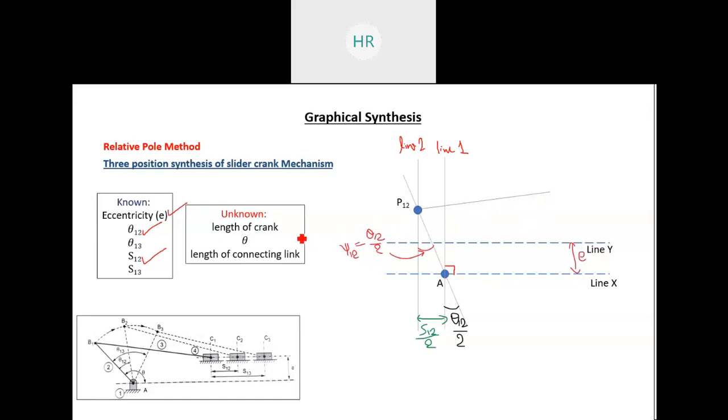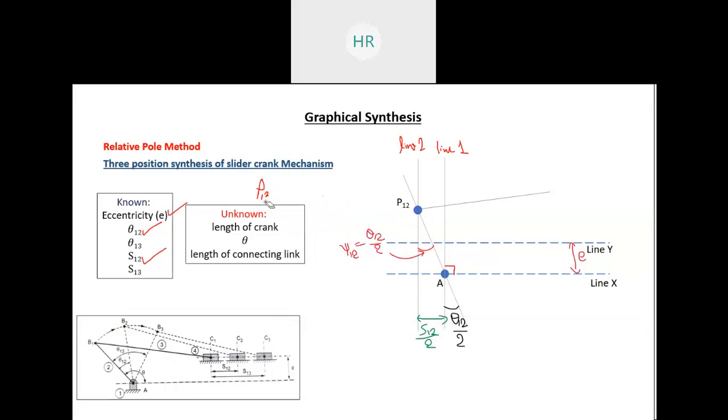because in what we did in two position synthesis, we located point B with the help of the length of the crank data. If the length of the crank is given, then you can locate point B. But here we are not given the length of the crank, so we are not able to locate this point B. In two position synthesis, we were simply connecting point B and P12, and from that line we were drawing zeta 12, and at that angle we were drawing the line. But in this case, we are not able to locate point B.